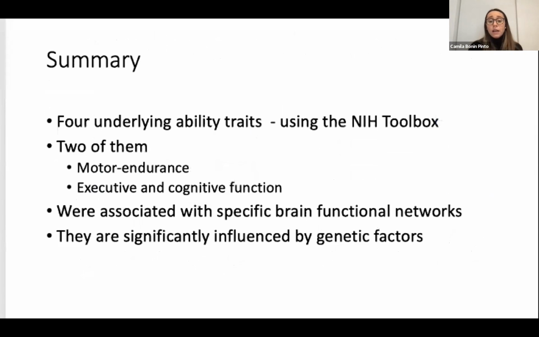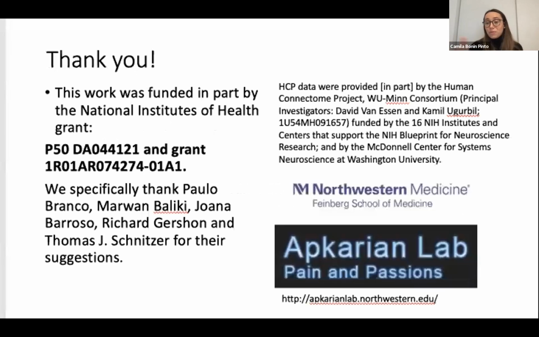So in summary, we used the NIH Toolbox to find these ability traits, and we could find four of them, and they validate in another sample. That was the Human Connectome Project sample. Two of them, motor endurance and executive and cognitive function, were associated with specific functions between large brain networks, and they were significantly influenced by genetic factors. So thank you for listening to this presentation, and a special thank you to everyone in my lab.